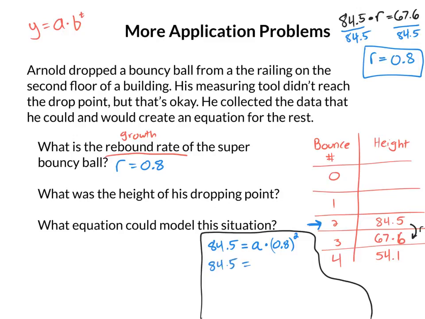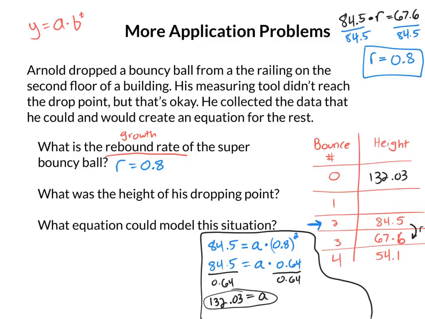84.5 equals a number, A, we don't know what it is, times 0.64. To solve for A, we have to divide both sides by 0.64, and A is equal to, I'm going to put this into a calculator, 84.5 divided by 0.64 ends up being 132.03.